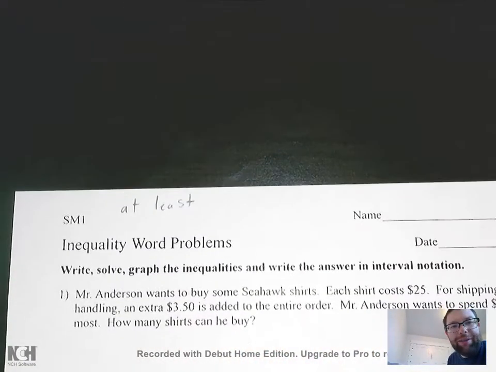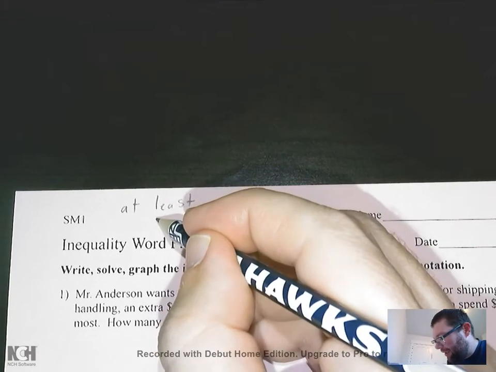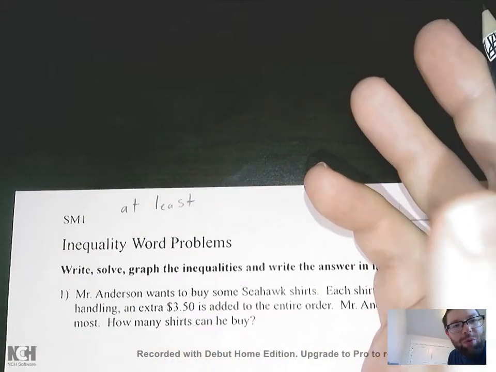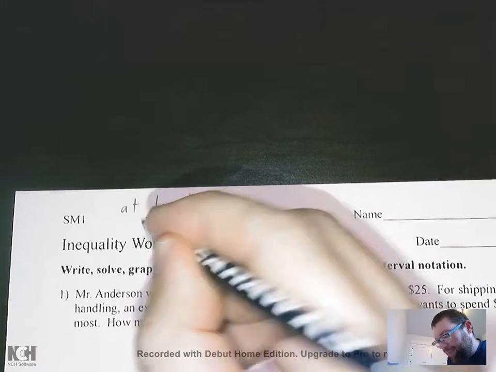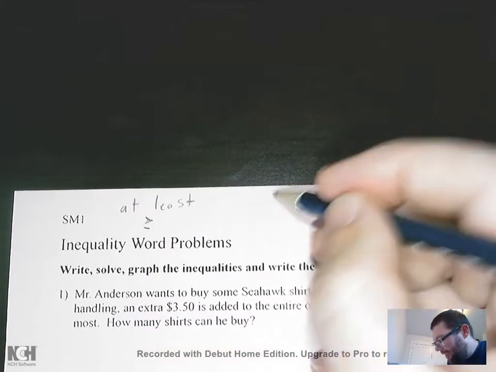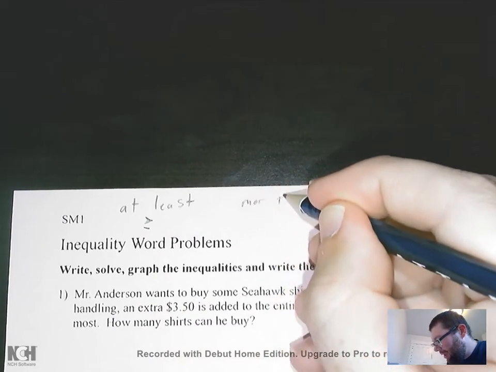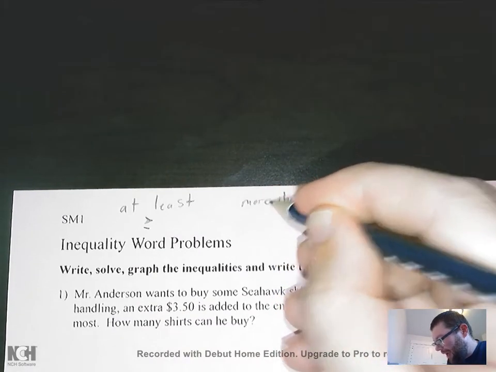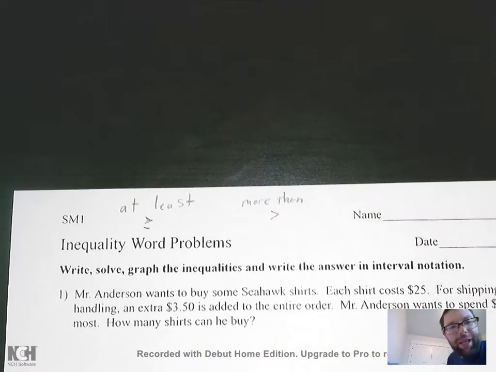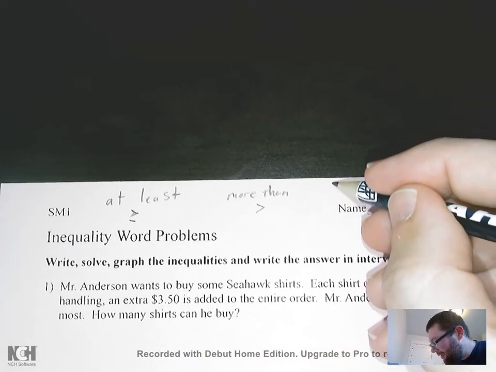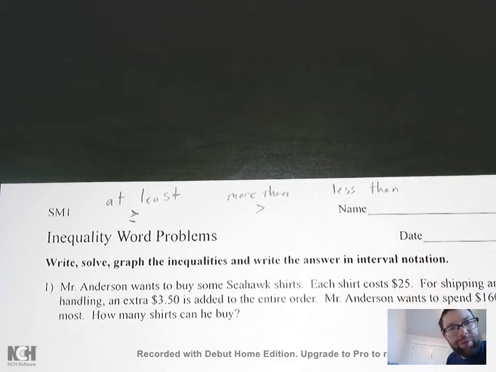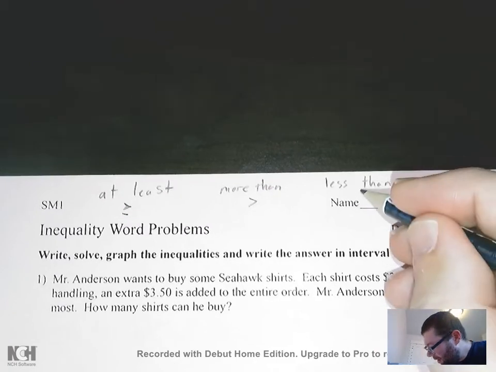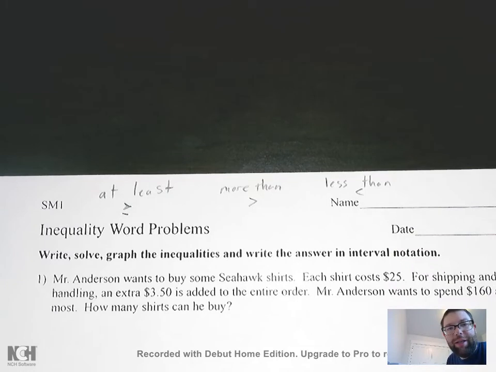If it says at least, it could be more, right? And it could be equal to as well, right? If it says more than, that means that it has to be bigger than, right? So it can't equal it. If it's less than, these should be pretty common or pretty straightforward. It would be less than, right?